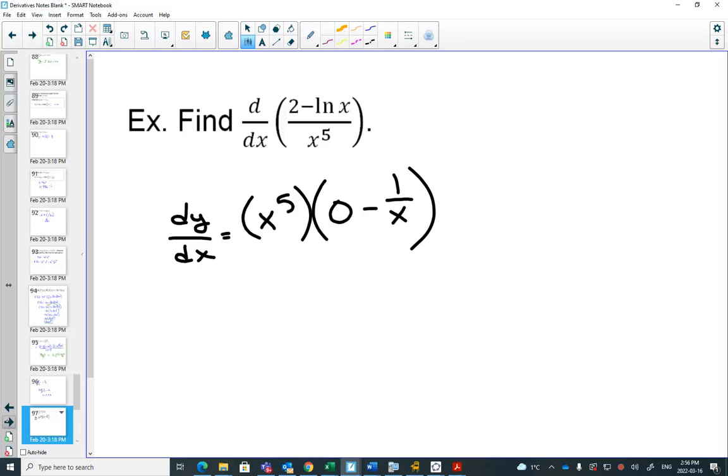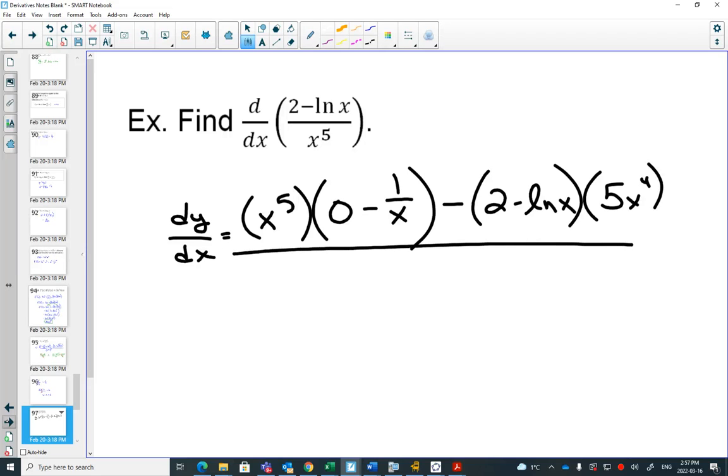Okay, and then, what sign goes here, adding or subtracting? Subtracting, because it's a quotient rule. Then we keep the top the same. And multiply by the derivative of the bottom, 5x to the 4, over the bottom squared. Are you okay if I just write that as x to the 10 right away? No. Both steps. Rewrite the whole top. Okay.